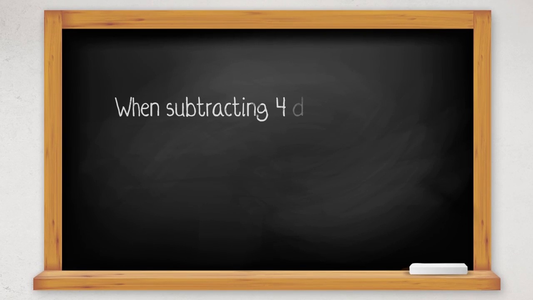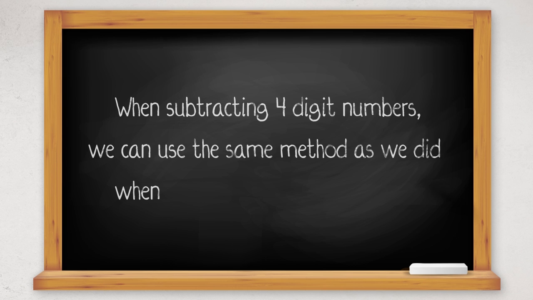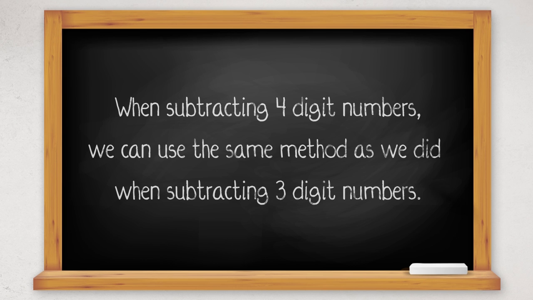When subtracting 4-digit numbers, we can use the same method as we did when subtracting 3-digit numbers. Let's look at the following calculations. 5,634 take away 3,251.